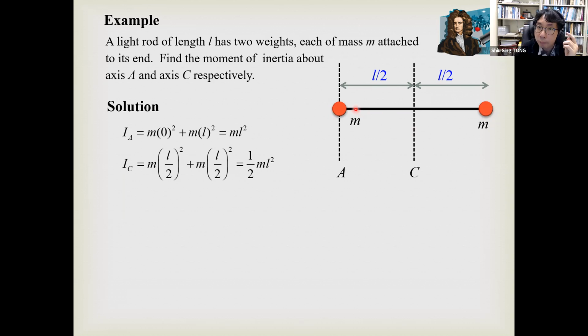So now I have two axes. The first axis is about one of the masses. It's perpendicular to the rod, but it passes exactly through one of the masses. So it's at the end of the rod. Okay, I call this axis A. So this is one of the axes that I can think of.